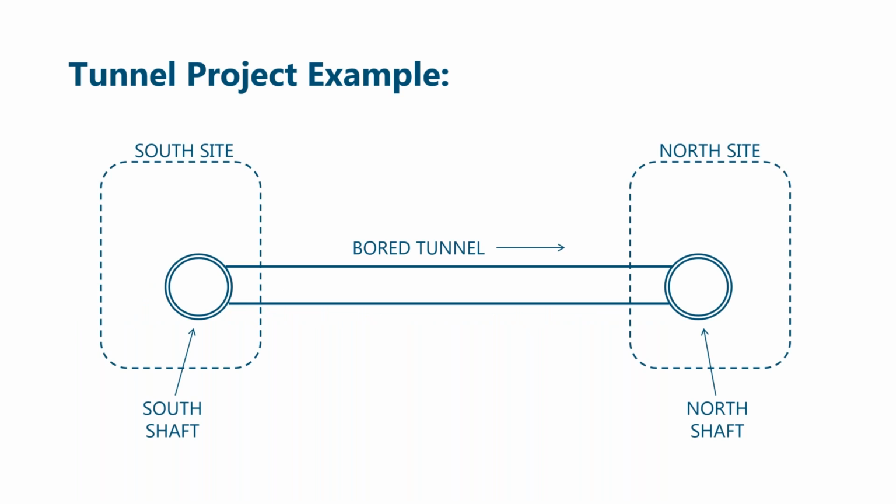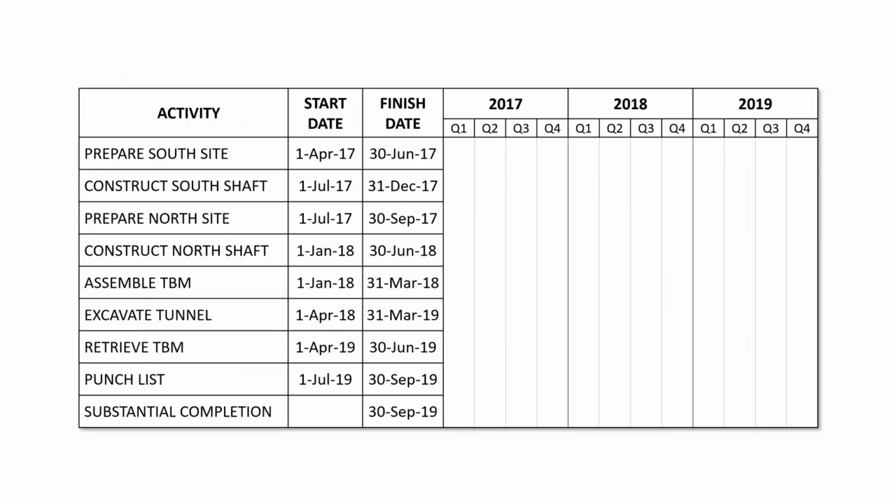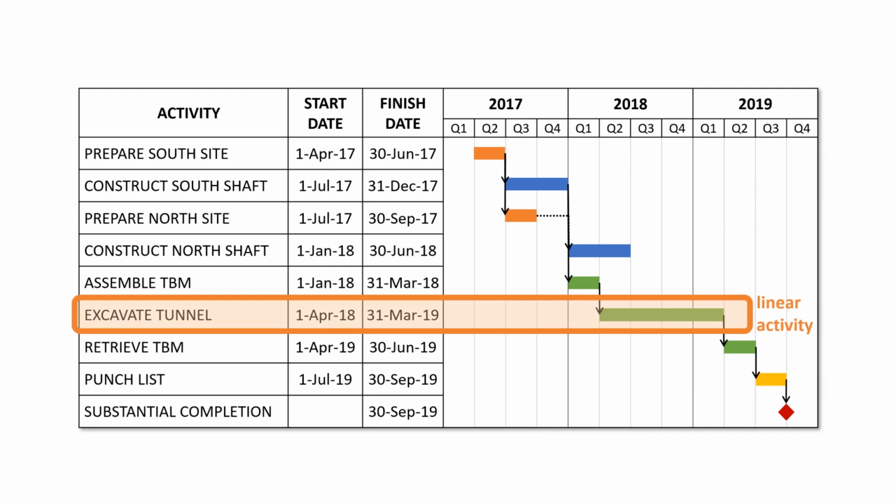Go ahead, James, please. Okay, so here is a simple tunnel project. It has 2 work sites, 2 shafts, and a tunnel that connects them. A traditional Gantt chart or bar chart schedule would look like this. We prepare the site at the south, construct the south shaft, prepare the north site, construct the north shaft, assemble the tunnel boring machine, excavate the tunnel for about a year, retrieve the tunnel boring machine, punch list the project, and the completion milestone.